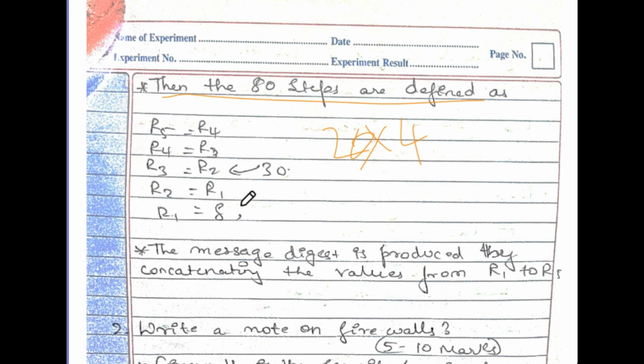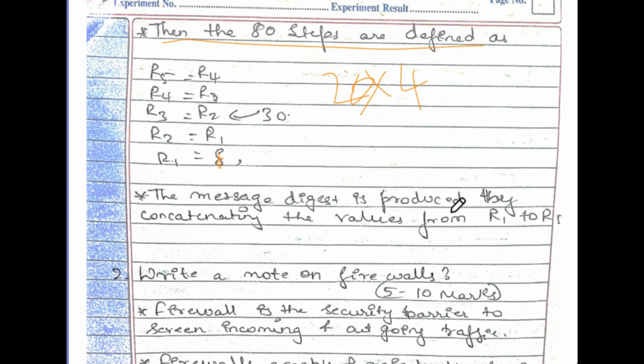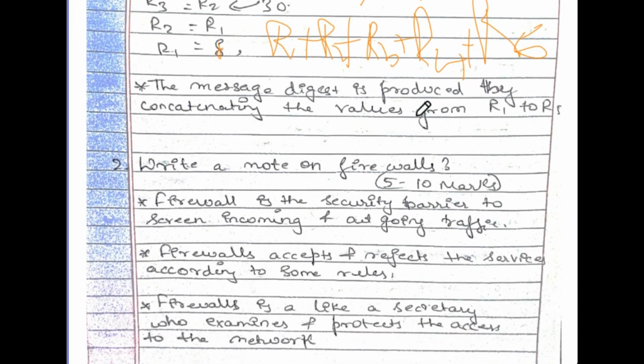How to write it? R1, R2, R3, R4, R5. R1, R2, R3, R4. The message digest is produced by concatenating the values from R1 to R5. Concatenating means adding R1 plus R2 plus R3 plus R4 plus R5. The message digest is produced like this, right?